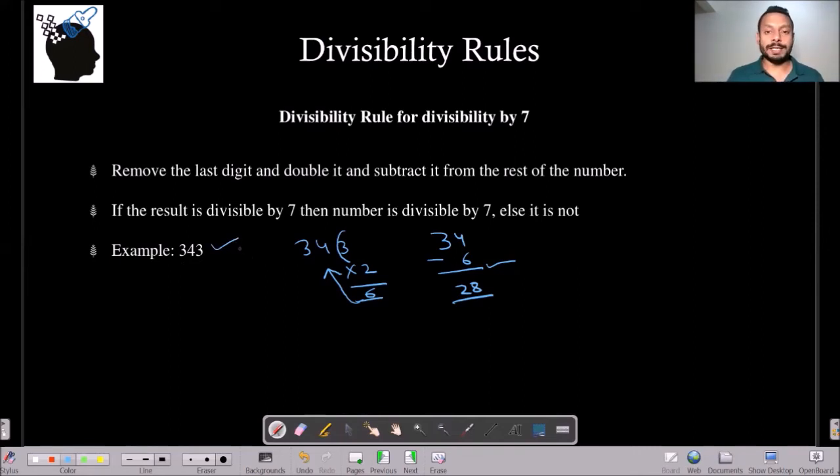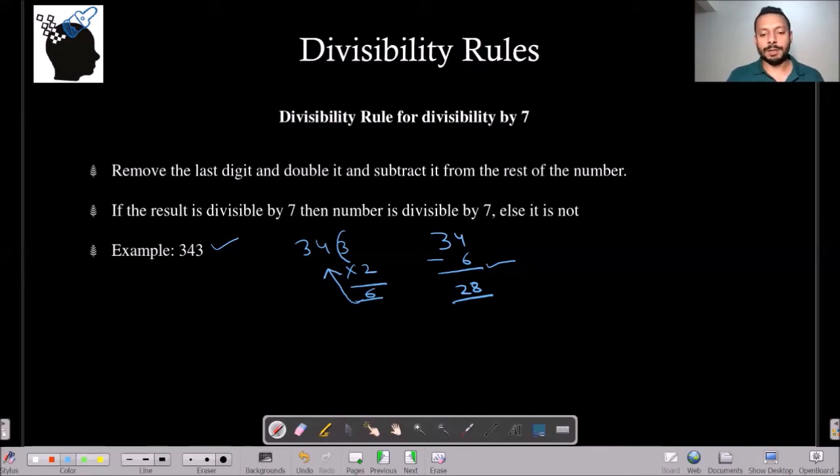Right now it looked quite easy to do because the number was small, but as the length of the number increases, this method becomes more complex. But you can keep on applying this method iteratively till the time you find a small number which you know whether it is divisible by 7 or not.